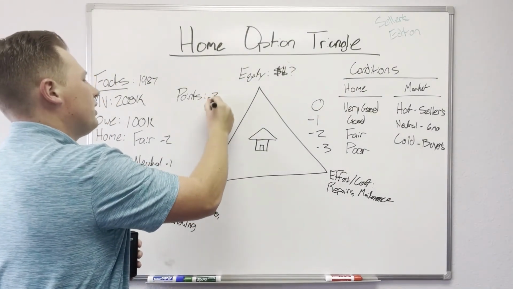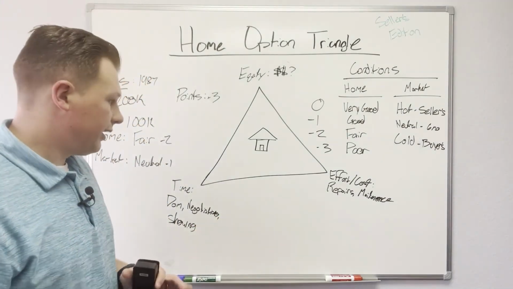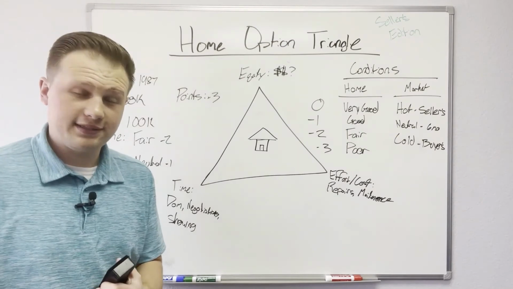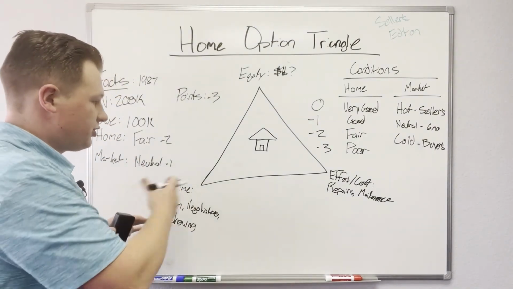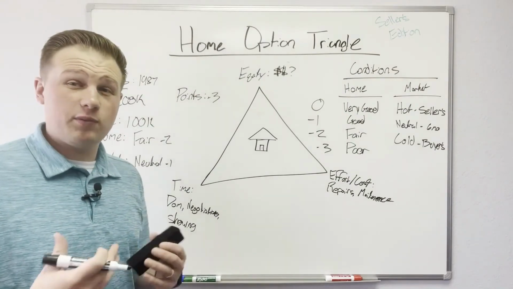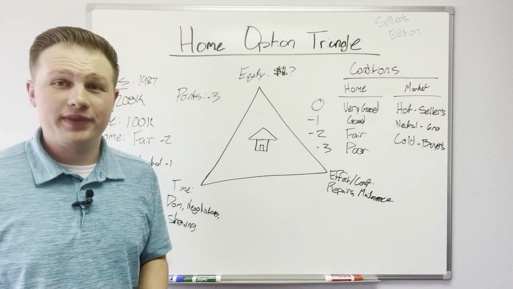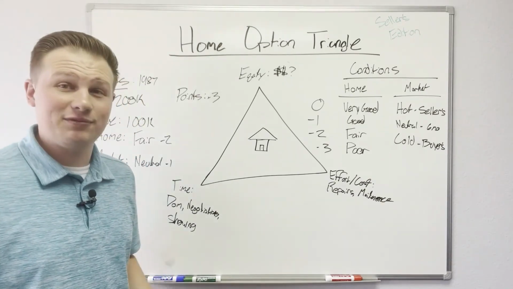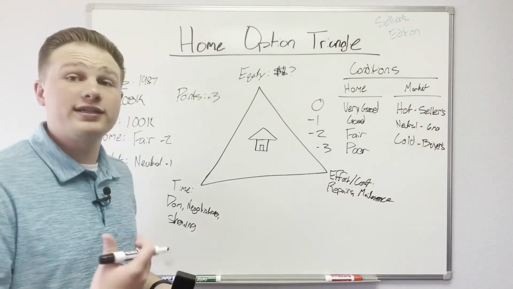You never really want to give more than 2 points per category, because if you give negative 3 points to time, at least in some categories, you're probably just saying that you're willing to let your house sit there forever, and that usually is not the case for most people. They're not just willing to let it sit and ride out the market. For most people, they still want something to happen.